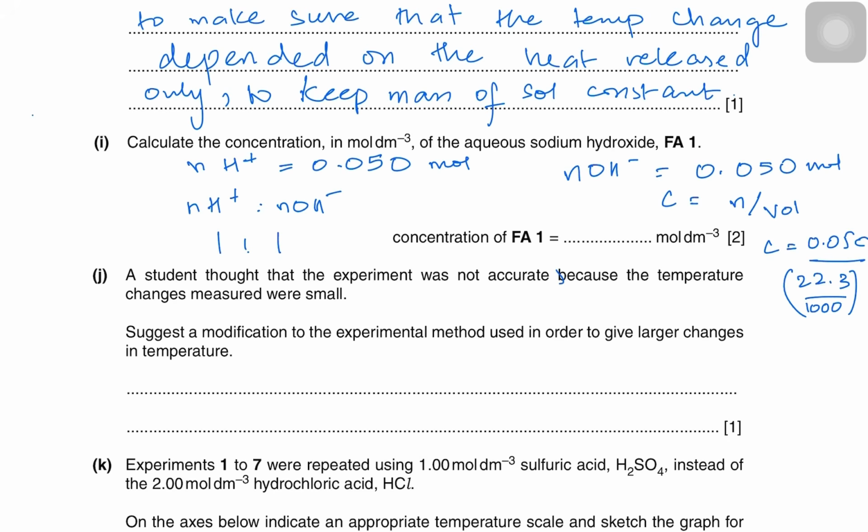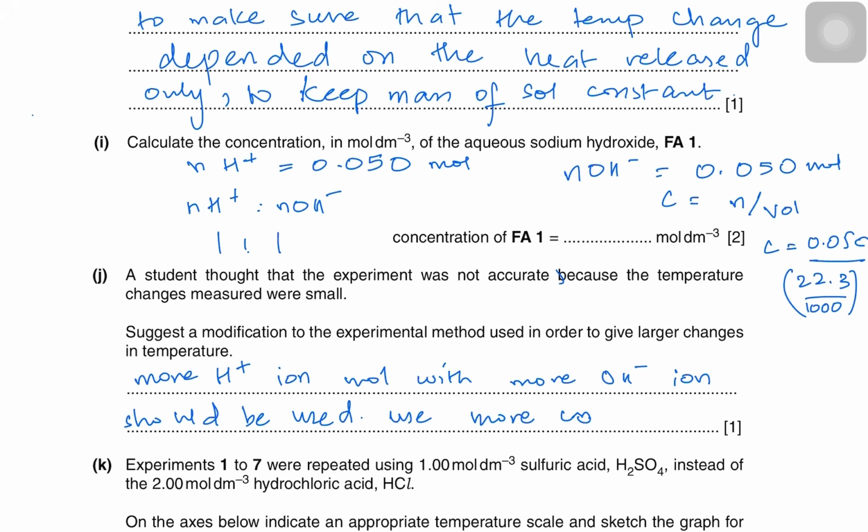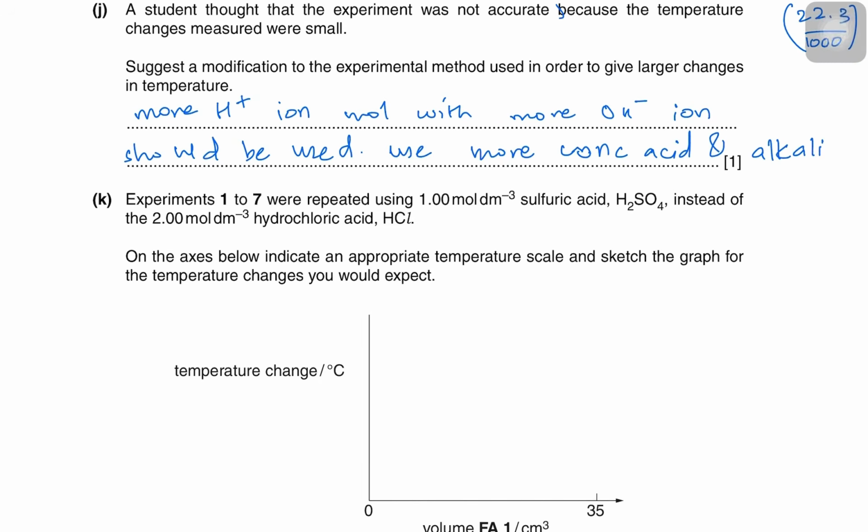A student thought that the experiment was not accurate because the temperature changes measured were small. Suggest a modification to the experimental method used in order to give larger changes in temperature. So for larger changes in temperature, you need more moles of H plus ions reacting with more OH minus ions. How can we do it? We can do it by using more concentrated acid and alkali. So the temperature change would be more, and when the temperature change is more, the percentage error would decrease.